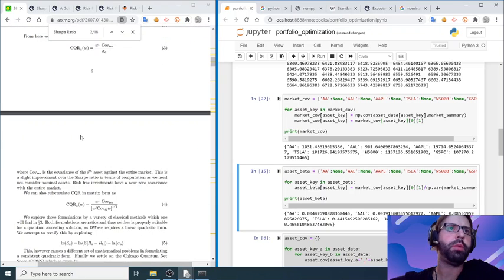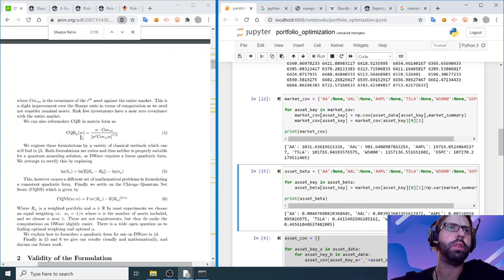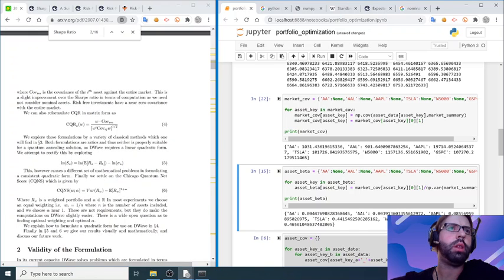This is not improvement of the Sharpe ratio in terms of computation, as we need not consider nominal assets. Risk rate. Okay, we understand this, but now we're exploring the natural logarithm of the Sharpe ratio. How can I know what these are?